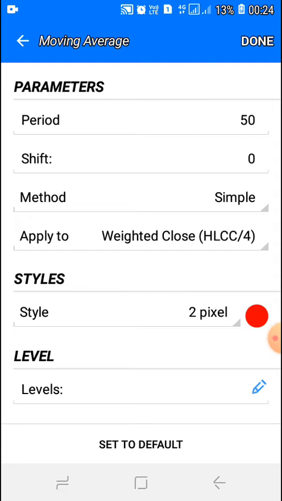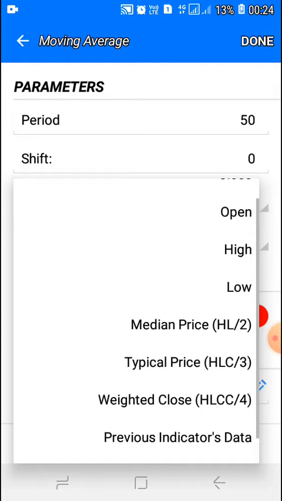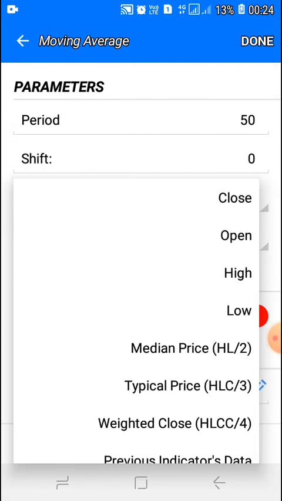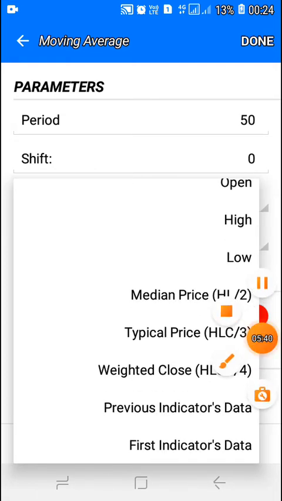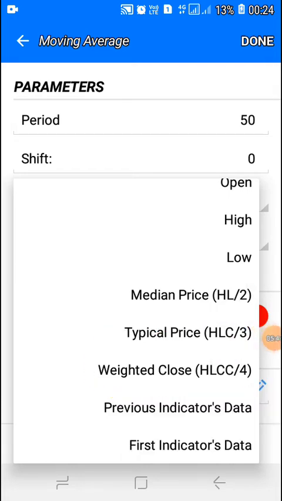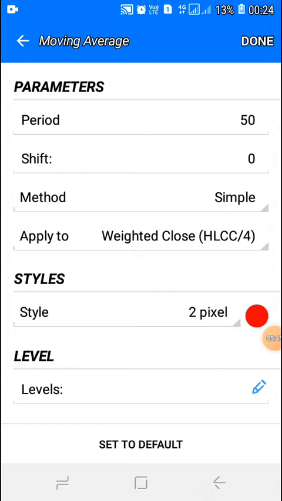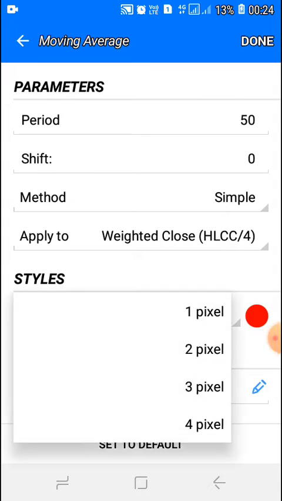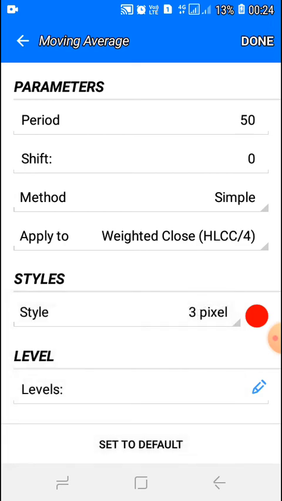The period should be 50. Sub 0. Method simple. Apply to weighted close. Not close, open, high, or low. You are going to use this one over here, which is weighted close, right? Use this. Okay, and once you're done using that, you want to make sure that your style is 3 pixel red. So the parameter should be period 50, sub 0, method simple, apply weighted close, style 3 pixel red.